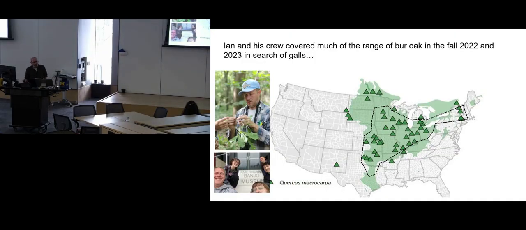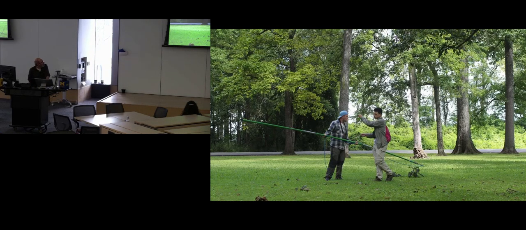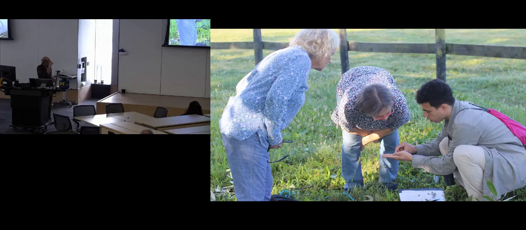So Ian and his crew covered this portion of the bur oak range in the fall of 2022 and 2023, sampling galls. They sampled using binoculars to observe gall morphology, using pole pruners to cut samples down. They identified them in the field.